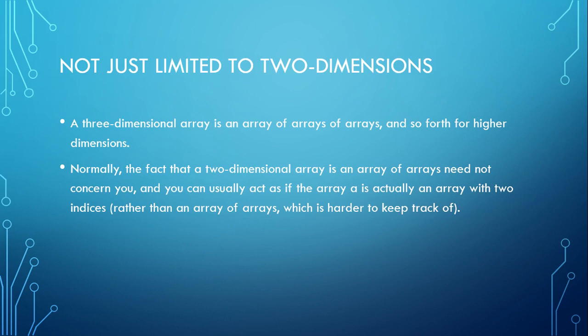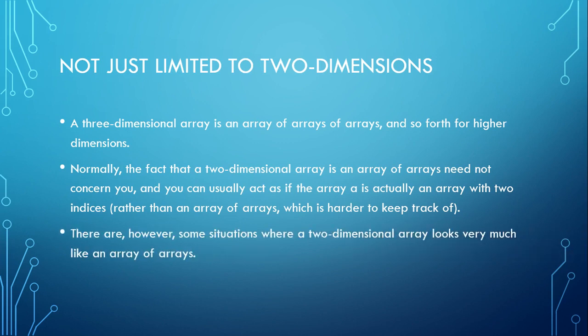Right? You should just act as if the array is an array with 2 indices rather than an array of arrays, which is much harder to keep track of. Because if you start saying it's an array of arrays, you're going to be like, what? But if you say it has 2 indexes, that's a little bit easier to remember. If you have 1 index, it's a length, and if you have 2 indexes or 2 indices for your array, so you have a 2-dimensional array, it's length and width.